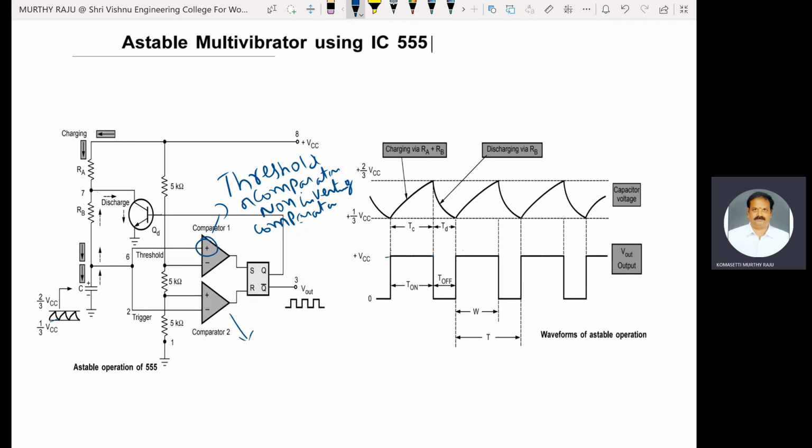Coming to comparator 2, comparator 2 is called an inverting comparator, because the trigger signal is connected to the inverting terminal of comparator 2. It is also called the trigger comparator.